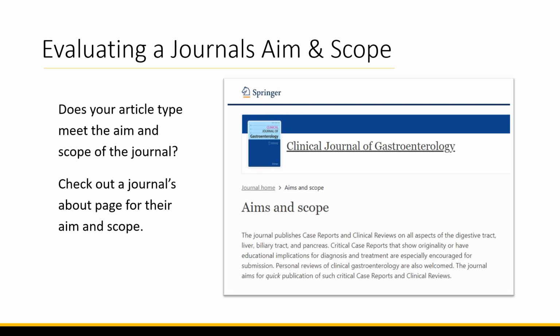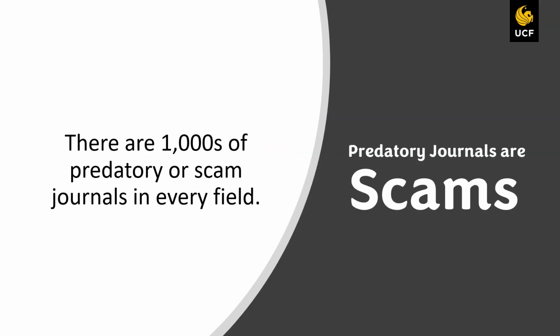Next, you'll want to see if your article meets the journal's aim and scope. You can usually find the aim and scope on a journal's About page. This will let you know if your article meets the journal's needs. If the journal is a good fit for your article and the article is a good fit for the journal, there is only one last step before you submit. And that's to make sure the journal is reputable.